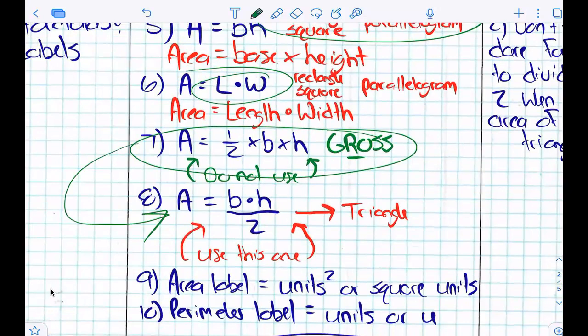So the area of a shape is base times height divided by 2. What's that shape I'm talking about? Triangle. Triangle is base times height divided by 2. Can't forget that, right?